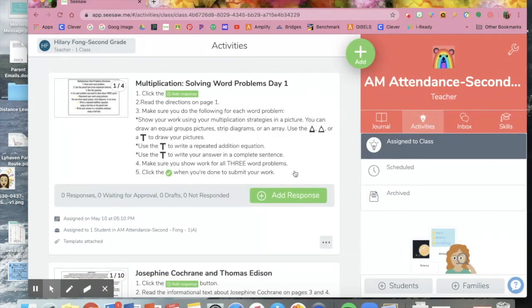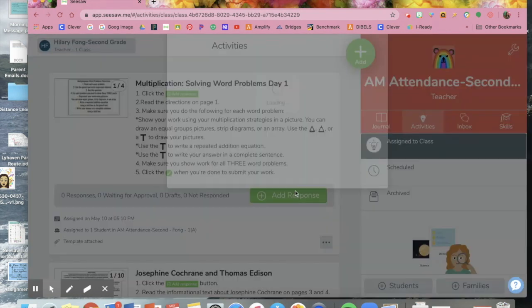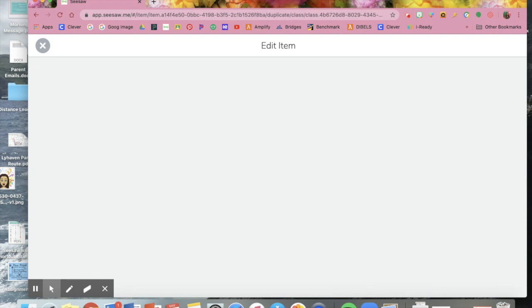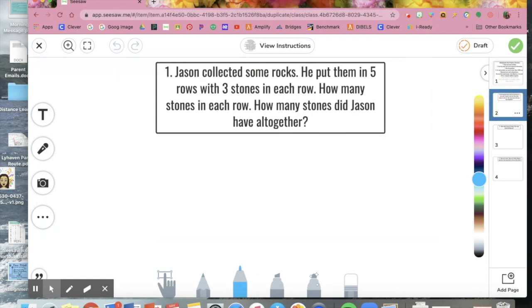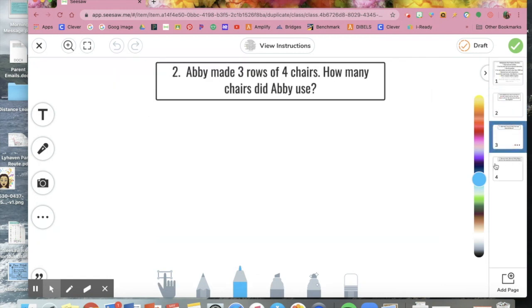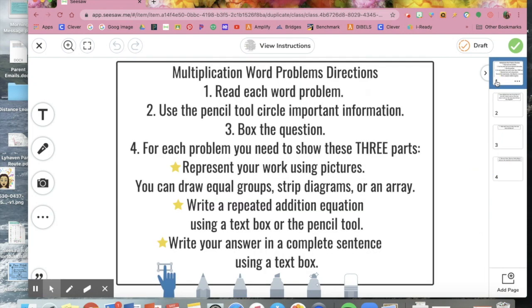Okay? Okay, let's do another word problem together. You're going to be doing today. So you're going to be looking for a multiplication, solving word problems, day 1. You need to click on it. So there are a lot of directions, okay? You have 3 word problems. Let me show you. Here's word problem number 1, number 2, and number 3. You're using the same steps for every word problem. You need to read each word problem, use a pencil tool to circle important information. You're going to box the question.